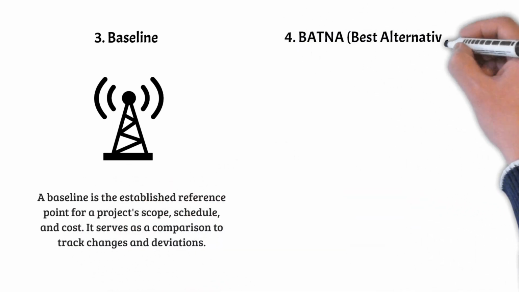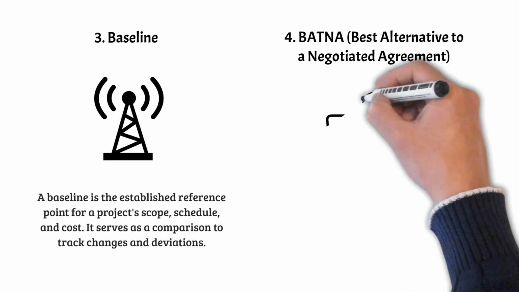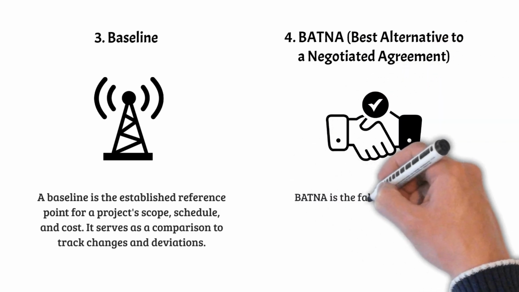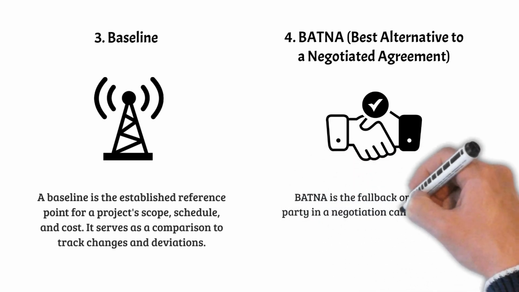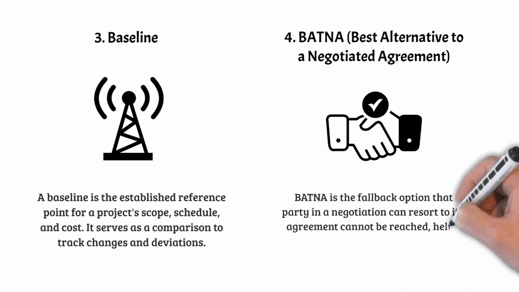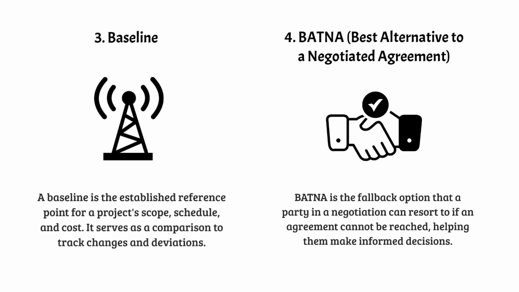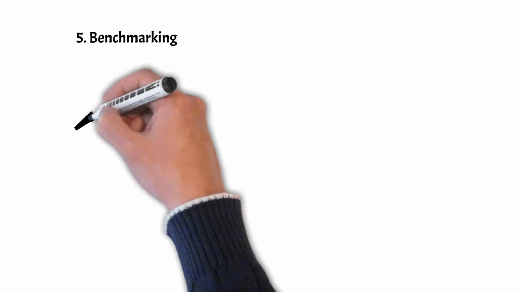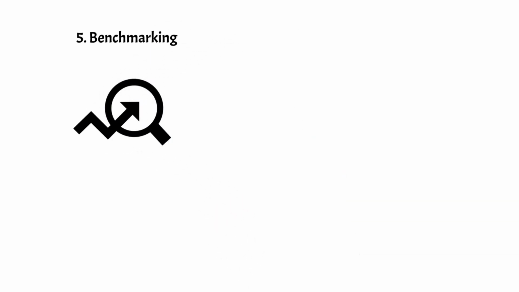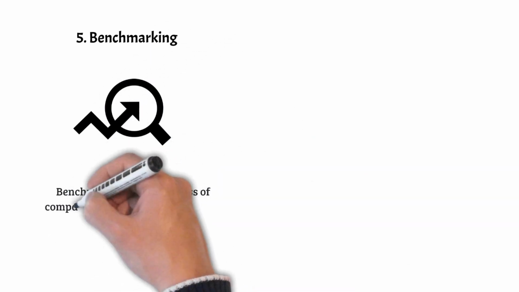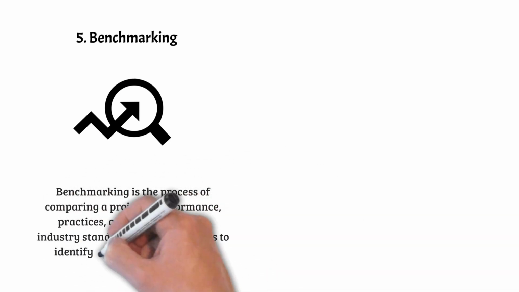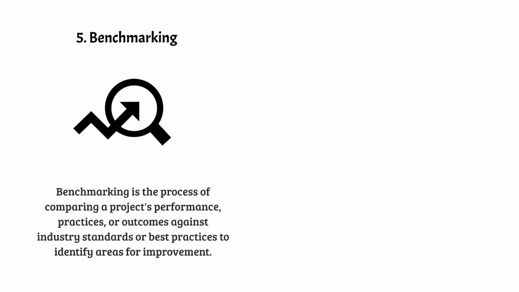4. BATNA. Best alternative to a negotiated agreement. BATNA is the fallback option that a party in a negotiation can resort to if an agreement cannot be reached, helping them make informed decisions. 5. Benchmarking. Benchmarking is the process of comparing a project's performance, practices, or outcomes against industry standards or best practices to identify areas for improvement.